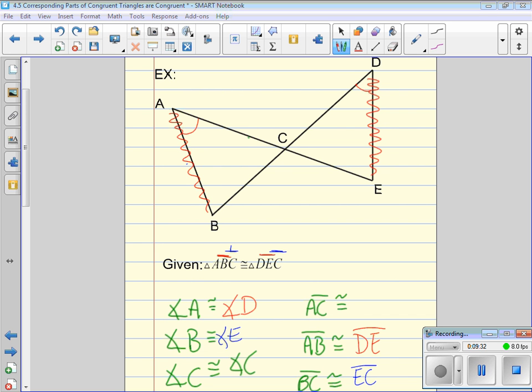And then finally, I can take a look at AC, which is the combination of the first and the last letters, and those two should be congruent. So that gives me AC is congruent to DC. All right, I've correctly identified the corresponding parts.